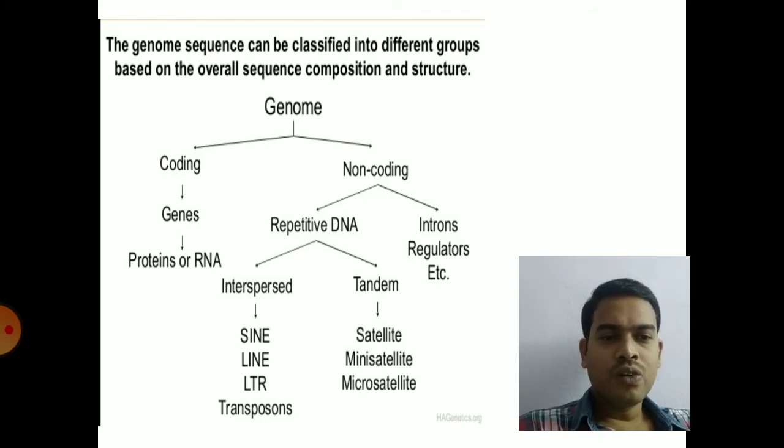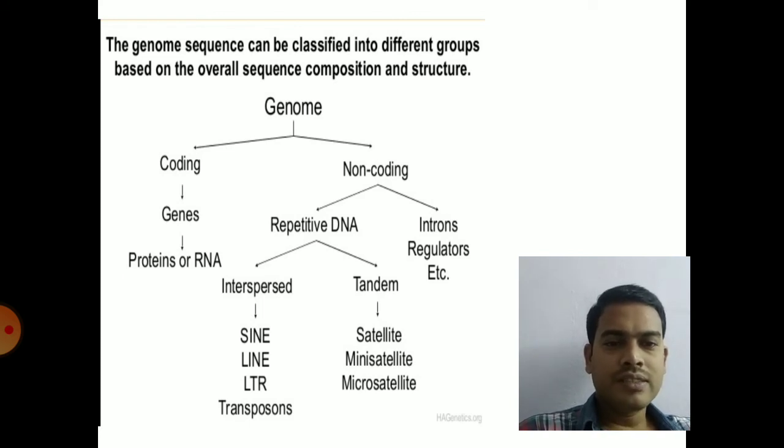So this non-coding region contains repetitive DNA and introns and other regulators, etc. Introns are called non-coding sequences, whereas exons are called coding sequences. So in these non-coding sequences, introns are present and repetitive DNA is present. This repetitive DNA is again differentiated into interspersed regions and tandem regions.